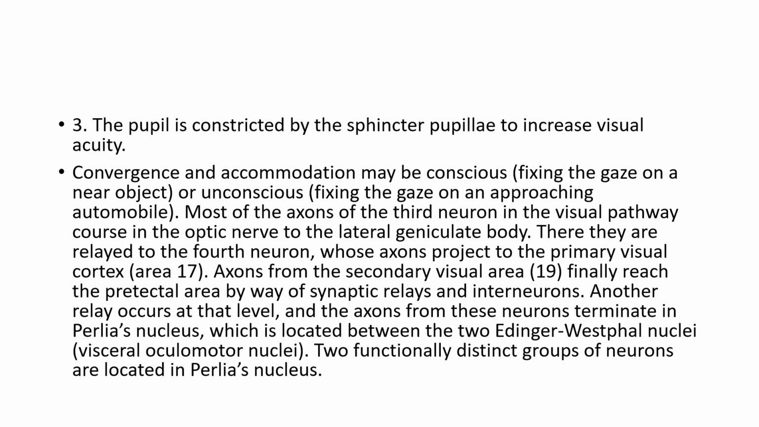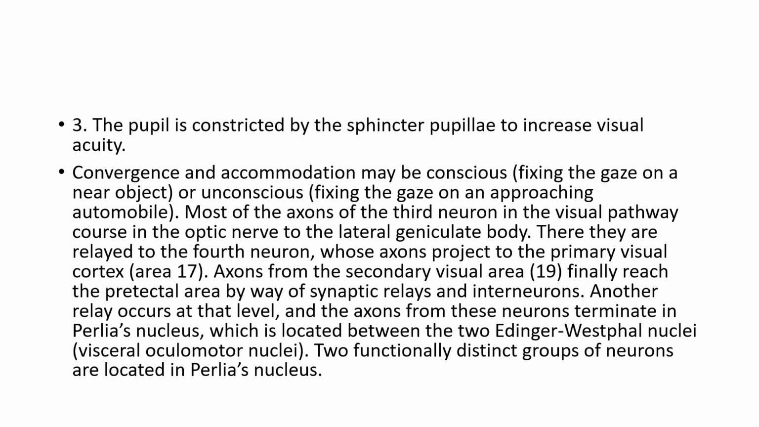3. The pupil is constricted by the sphincter pupillae to increase visual acuity or sharpness of vision. Convergence and accommodation may be conscious, so we might do it on purpose, fixing the gaze on a near object, or unconscious, fixing the gaze on an approaching automobile.